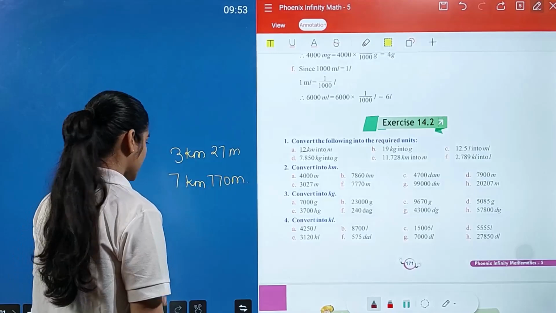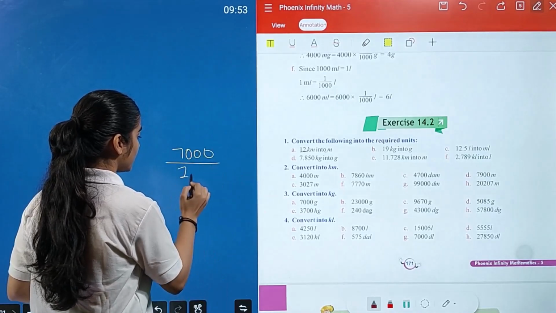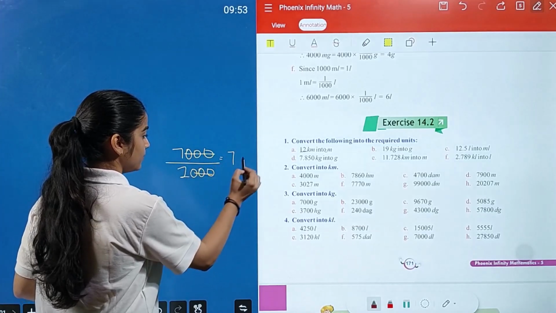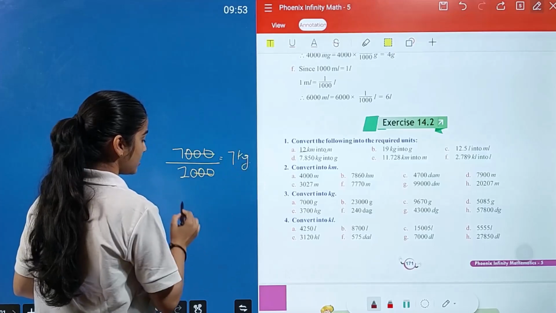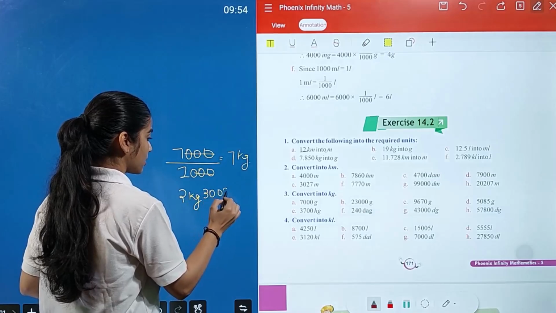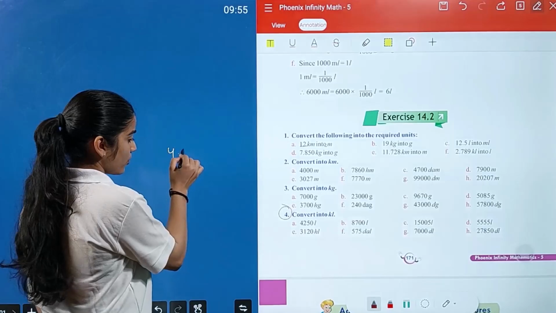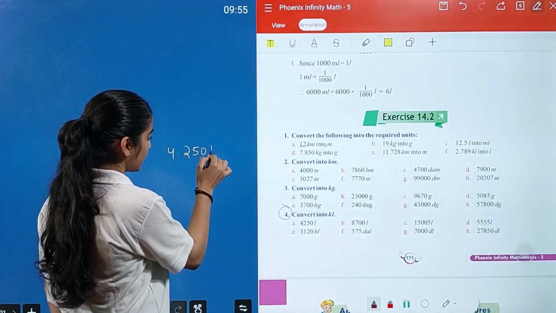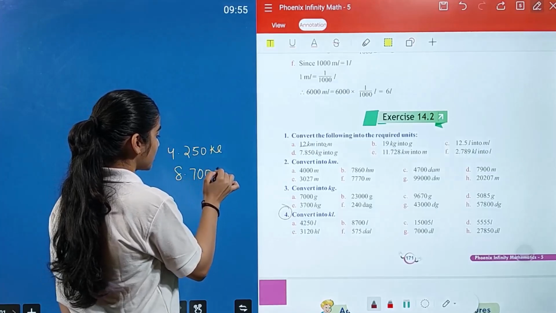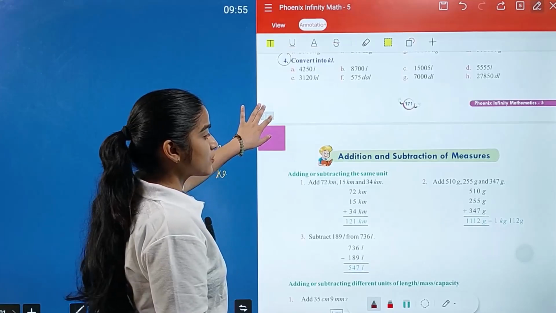Now convert into kg. So 7,000 we have to divide by 1,000. 3 zeros are cancelled out with 3 zeros. So 7 kg. In this, 2 kg 300 gram. Question number 4 we have 4.250 kiloliter. Here we have 8.700 kiloliter.